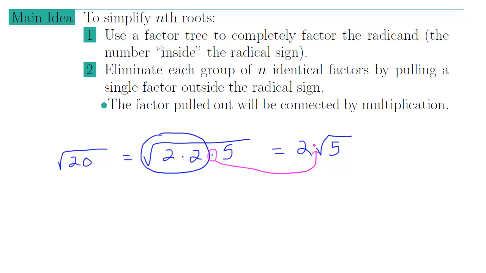So that's the general process. First, factor, then look for groups of n identical factors, so either 3 identical factors or 4 identical factors depending on the type of root that you have, and eliminate each one of those groups by pulling a single representative outside of the square root or outside of the cube root, outside of the nth root.